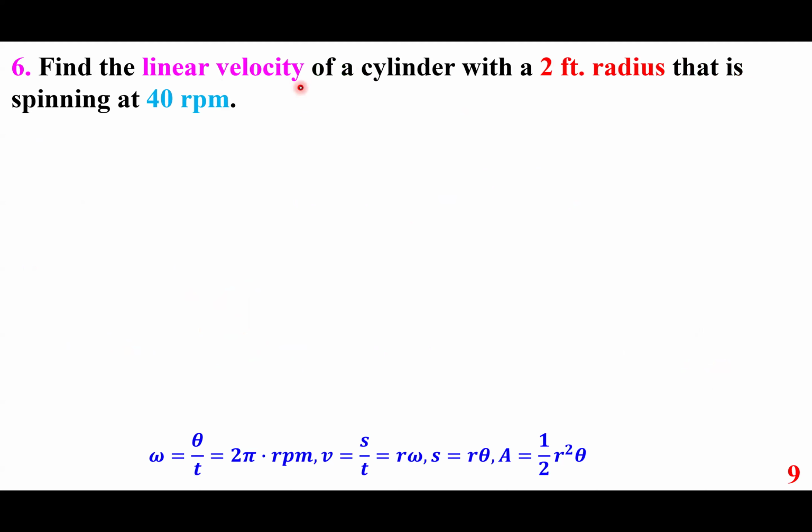Find the linear velocity of a cylinder with a 2-foot radius that is spinning at 40 RPM. So let's write the given. R is 2 feet. It's spinning at 40 RPM. Omega is 40 RPM. We want the linear velocity.